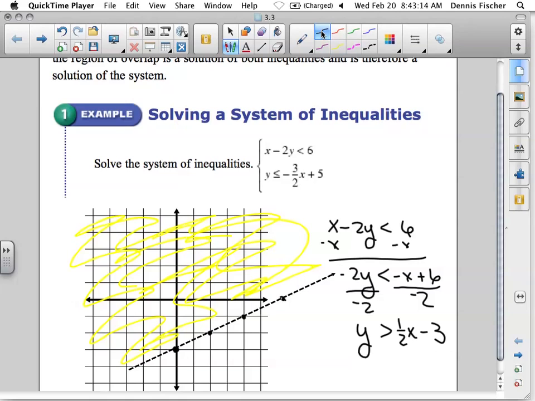Now my second equation is this one. Where do I start on this one? 5, right? So I'm going to start at 5. So 1, 2, 3, 4, 5. Slope is negative 3 halves. That means what? Down 3, 1, 2, 3 over 2. Down 3 over 2. Now, is that going to be a solid or dotted line? Solid. So I'm going to use my solid line here.